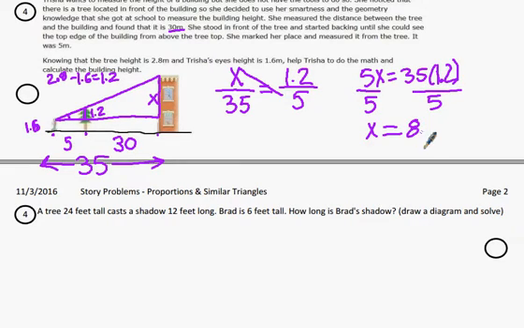8.4. Unfortunately, that's not my answer. A lot of people will stop there. The answer actually, though, is the height of the building. So I'll say the height equals 8.4 plus 1.6, because x was only this part of the building, I have to add the part that we subtracted. The height equals 10 meters.